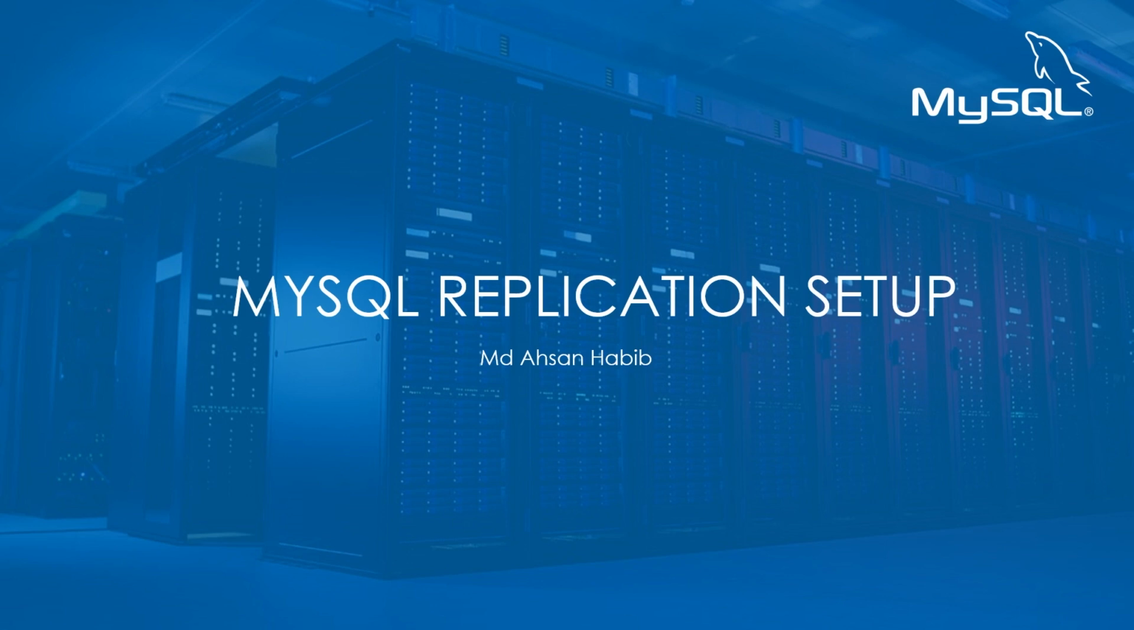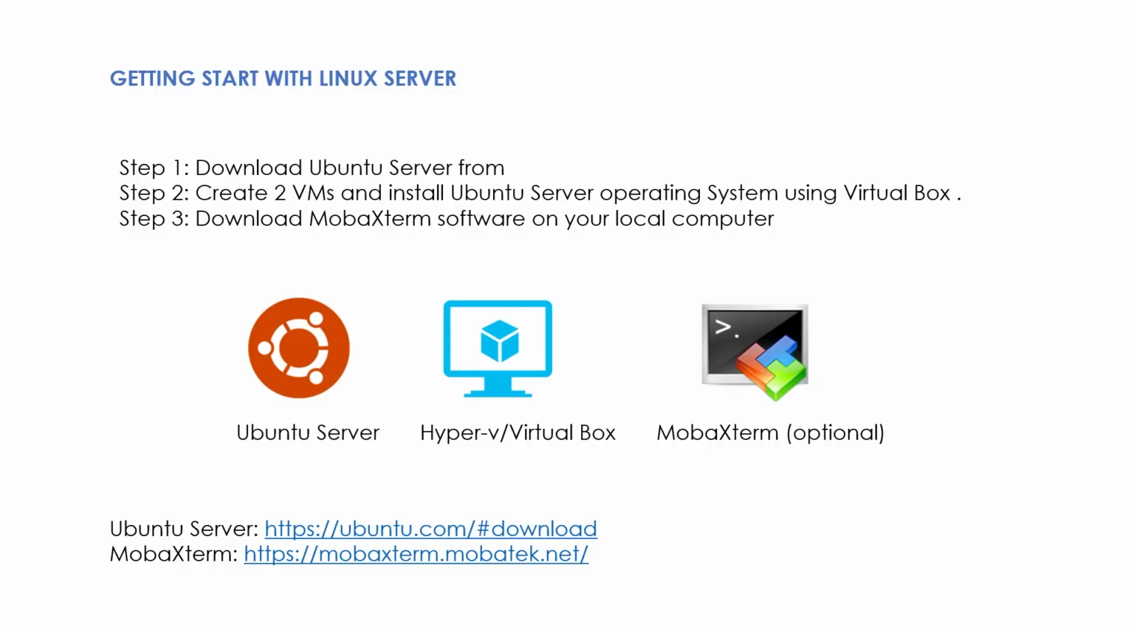There are a couple of ways to set up replication on MySQL Server, and the most common way is master-slave replication. At first, I will show you how you can set up a Linux server on a virtual machine. To do that, you can use Oracle VirtualBox. You can use VMware, Hyper-V. I'm using Hyper-V here, but you can also use Oracle VirtualBox, and the setup steps will be more or less the same.